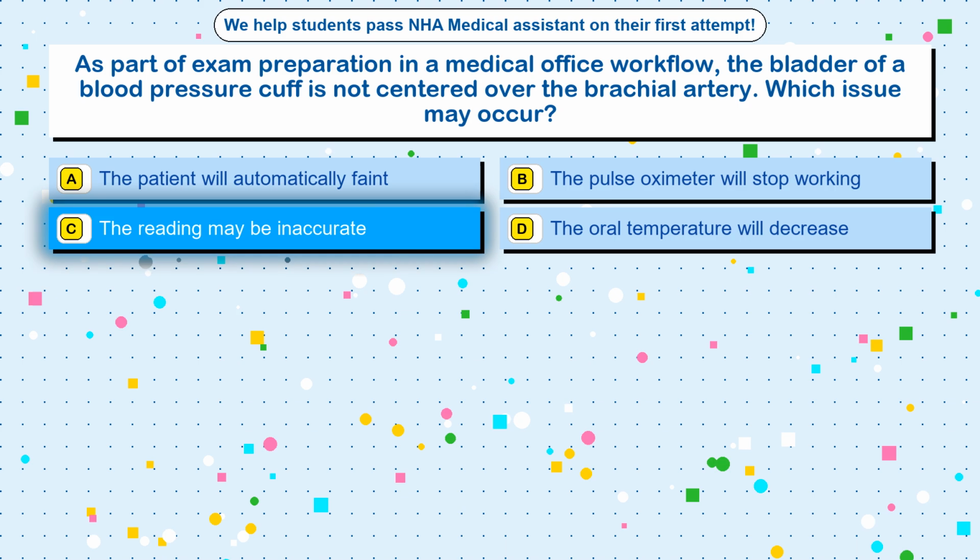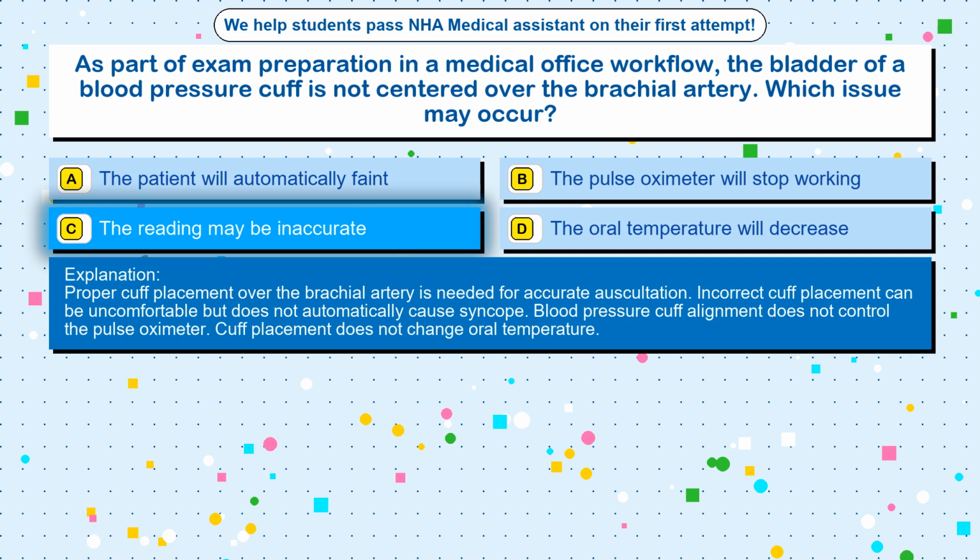The correct answer is option C, the reading may be inaccurate. Proper cuff placement over the brachial artery is needed for accurate auscultation. Incorrect cuff placement can be uncomfortable but does not automatically cause syncope. Blood pressure cuff alignment does not control the pulse oximeter. Cuff placement does not change oral temperature.